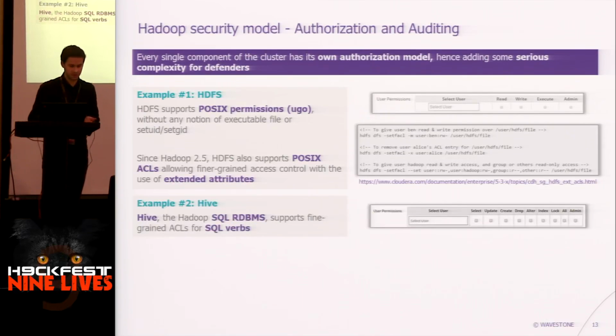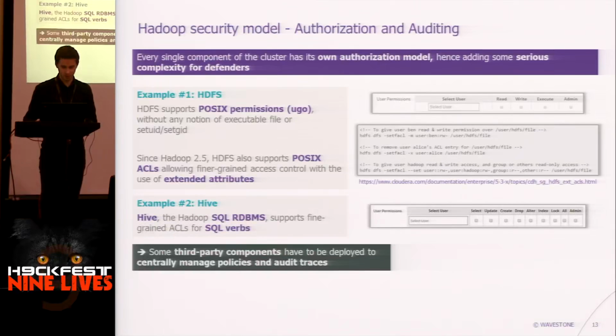Then let's take another example, Hive. What is Hive? Hive is the relational DBMS of Hadoop, like the MySQL of Hadoop. The authorization model is based on SQL verbs: select, update, create, and so on. So you have to set some ACLs on these verbs. Again, defenders, you're welcome. So you need a third-party component to manage everything.